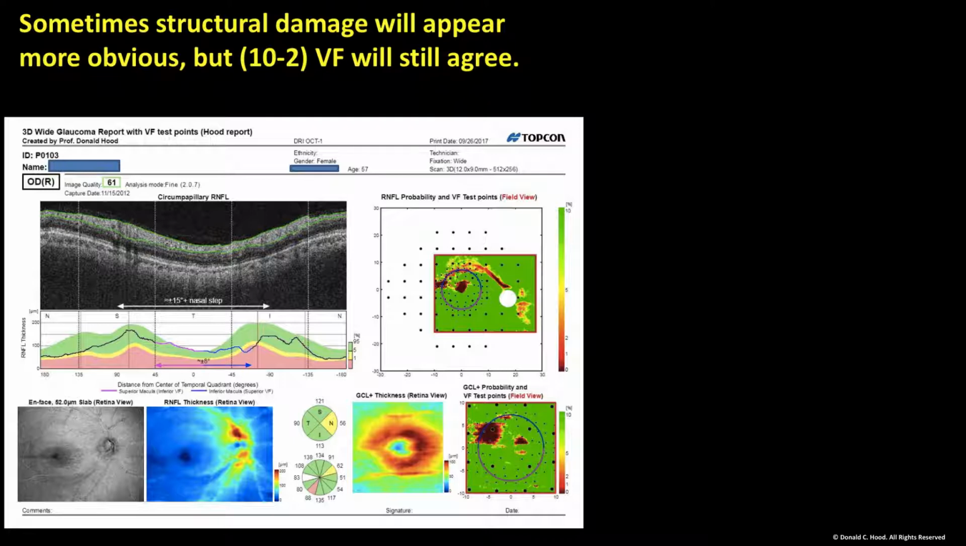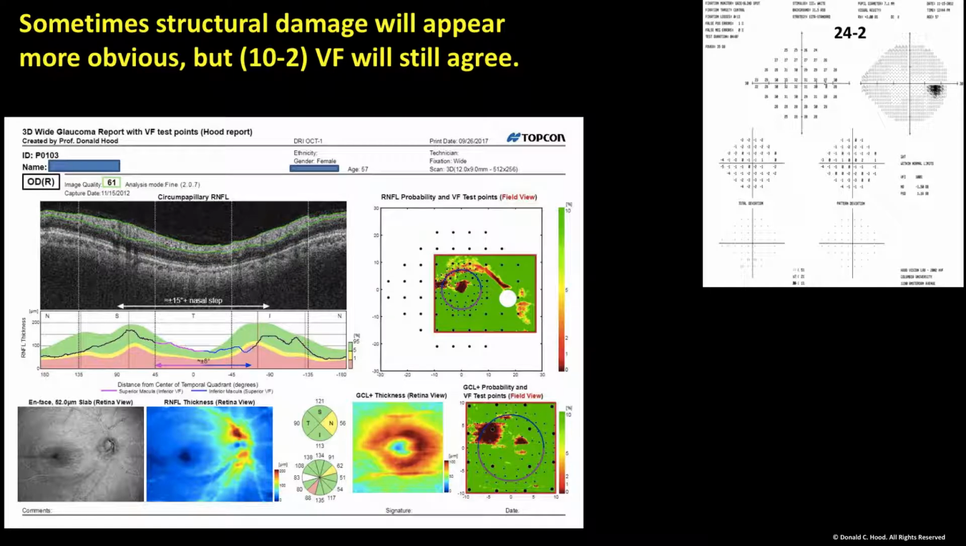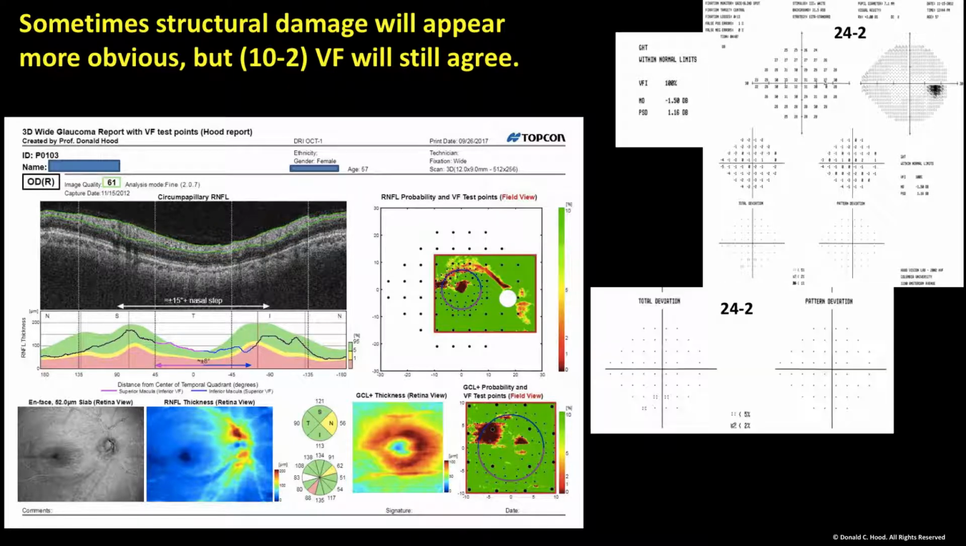And sometimes structural damage will appear more obvious than functional damage, but you're still going to see agreement. So here's an example. The 24-2 here is clean, right? So the metrics are normal. If you blow it up, this looks normal. If you take a look at this defect and you see where it's falling in comparison to the 24-2 points, you see why. If we draw this to scale, it's falling right between these points. I mean, these points are separated by 6 degrees. That's a lot.